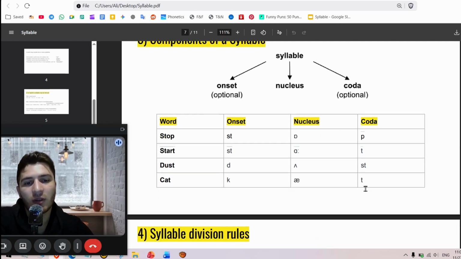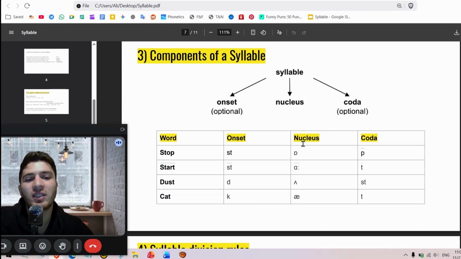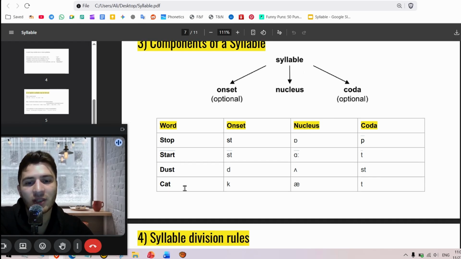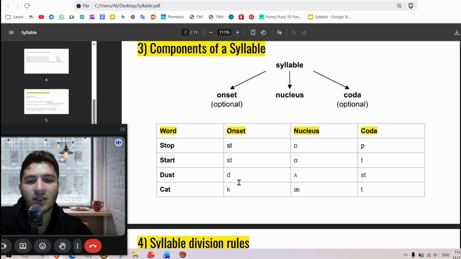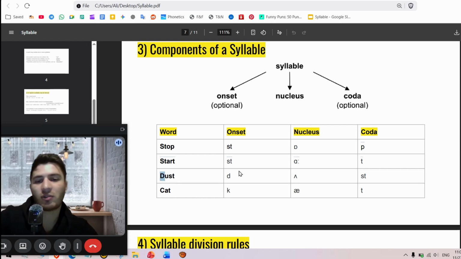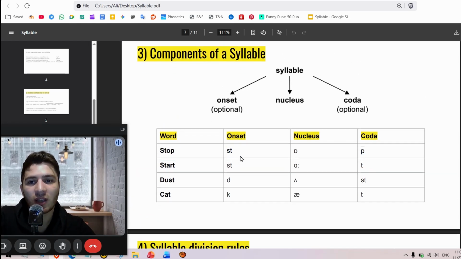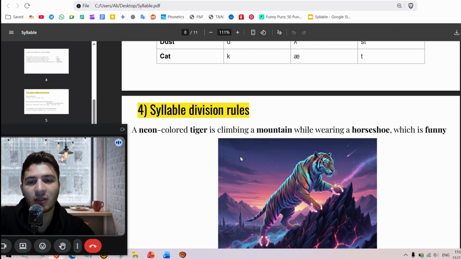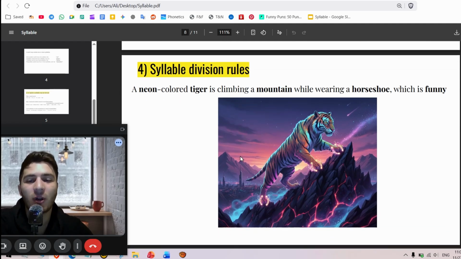And if we look at other words, still we can see that our nucleus is present because this is the main component of a syllable. But in some words, as you can see, the onset doesn't consist of two consonants because, for example, the word dust, its onset d is a single sound, so it is not a combination of two sounds like the first and second words. And I think it is safe to talk about syllable division rules at this point of our presentation.